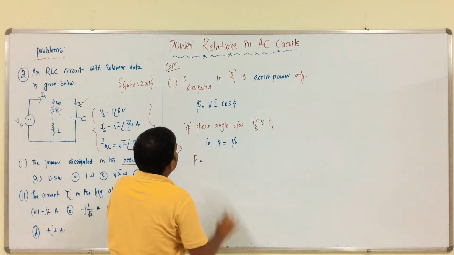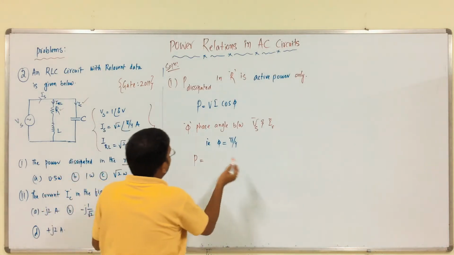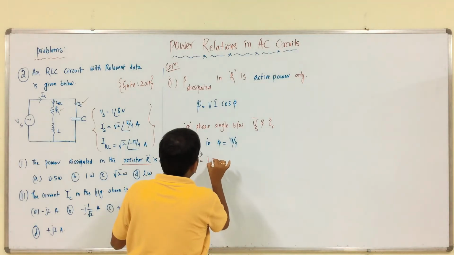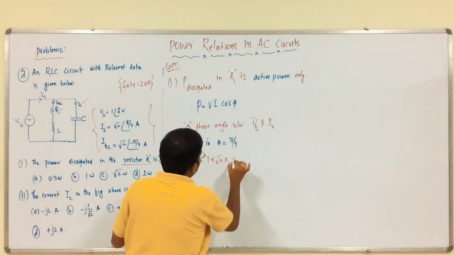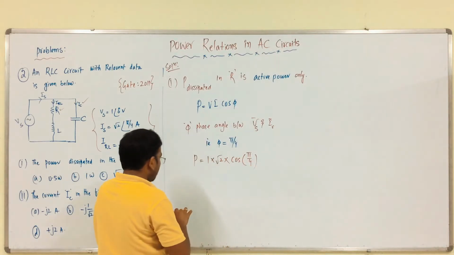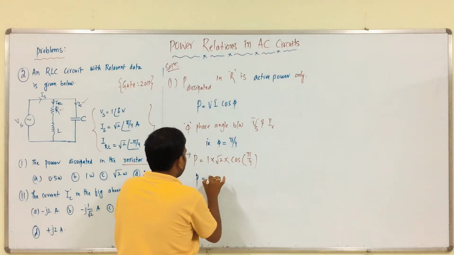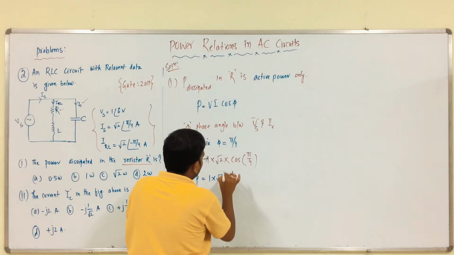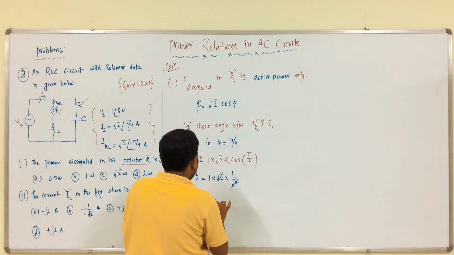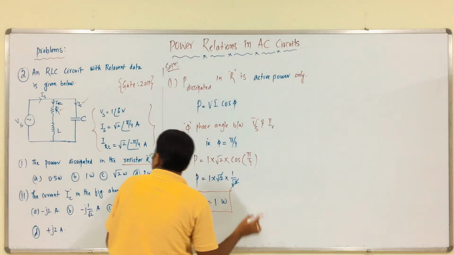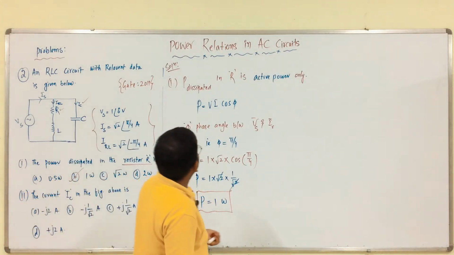So from this, P is equal to, what is the value of V? 1 at an angle 0 means 1, which is equal to I, root 2, into root 2 cos pi by 4. That's it. The answer is over. P is equal to 1 into root 2 into 1 by root 2, root 2 gets cancelled. Therefore, P is equal to 1 watt. That's it. Option B is correct.